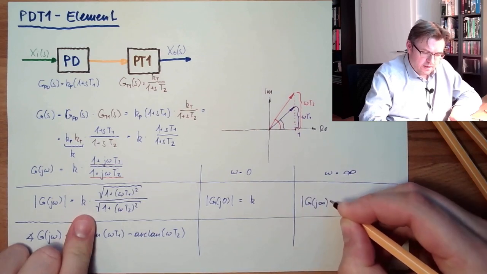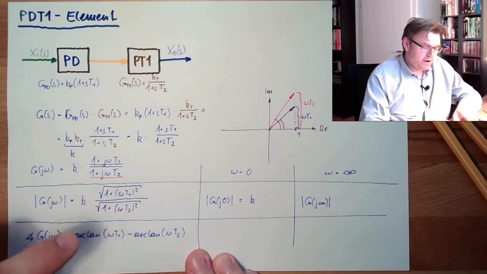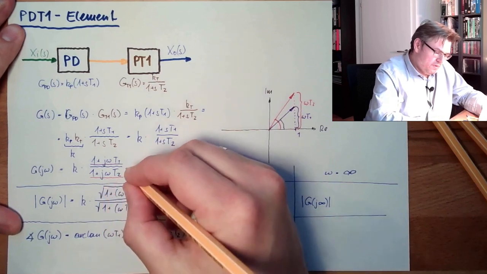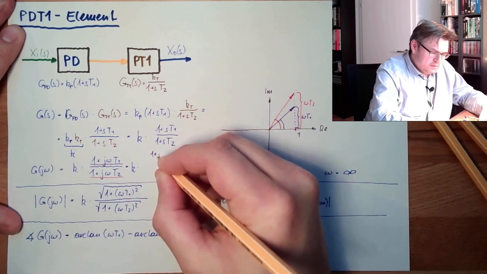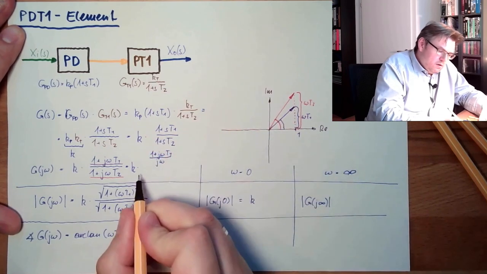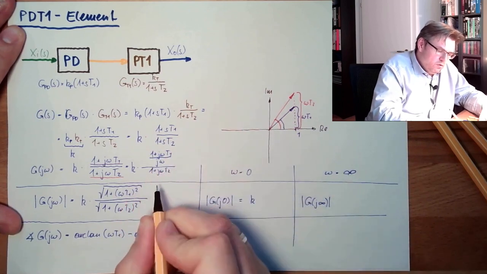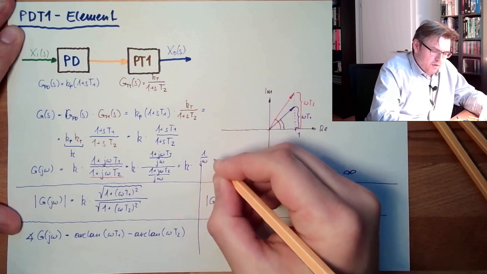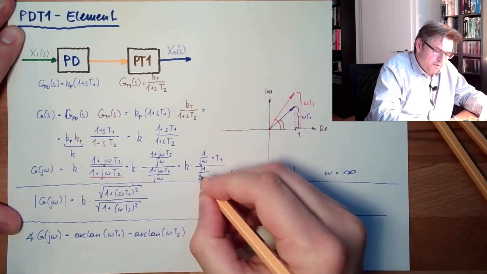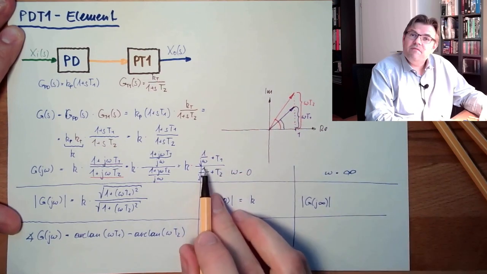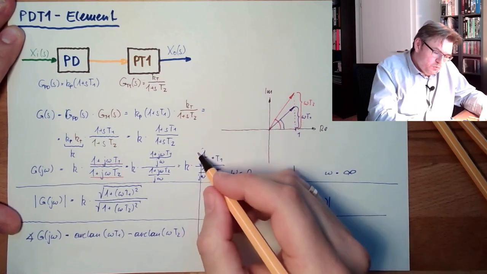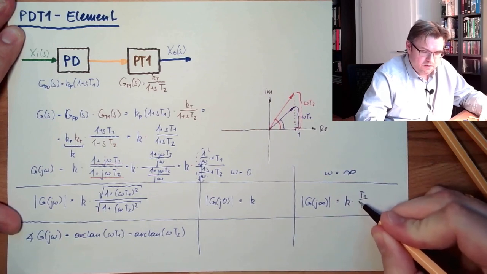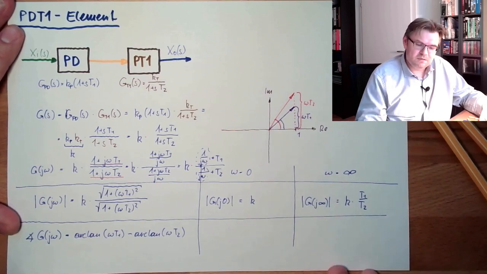And the absolute value at infinity: I'm again getting this situation where I have unlimited divided by unlimited. So that's not defined actually. However, I can do pretty much the same trick here. This is k multiplied by (1 plus j omega t1) divided by j omega, divided by (1 plus j omega t2) divided by j omega. So actually this is k multiplied by (1 divided by j omega plus t1) divided by (1 divided by j omega plus t2). Now if I put omega to unlimited, this will get 0, this will get 0, ending up at k multiplied by t1 divided by t2. So this is the absolute value at unlimited frequency.